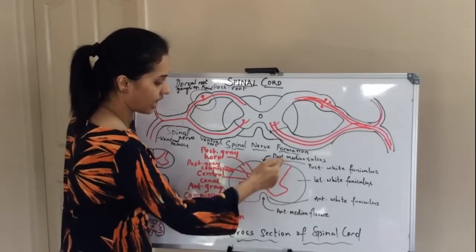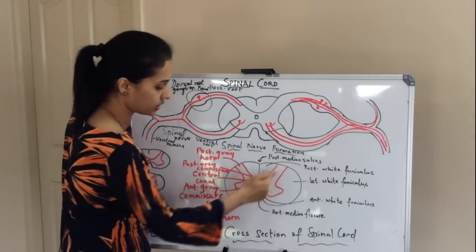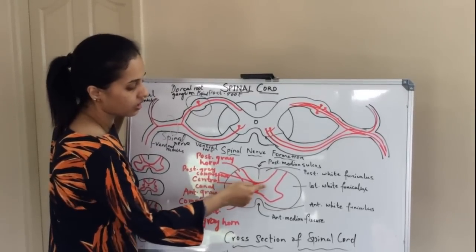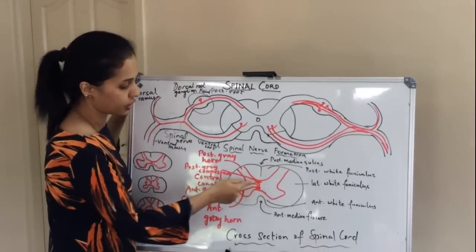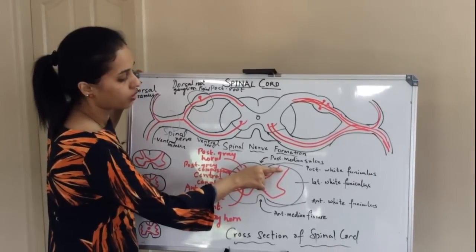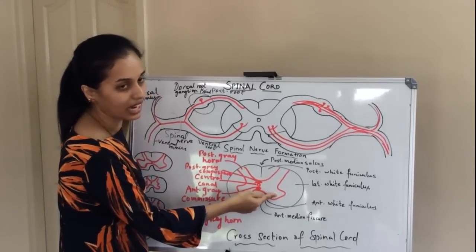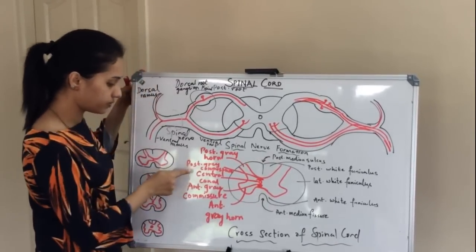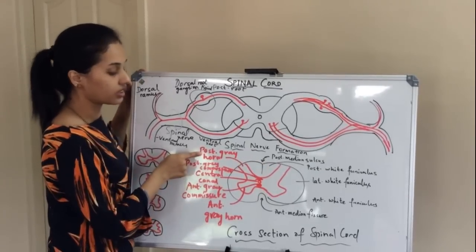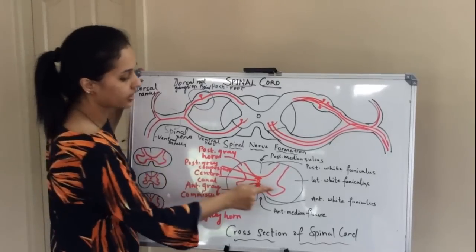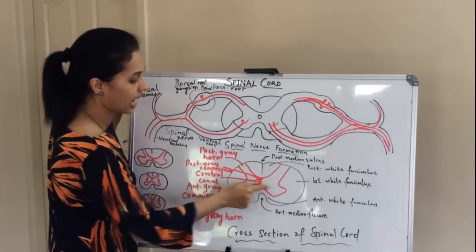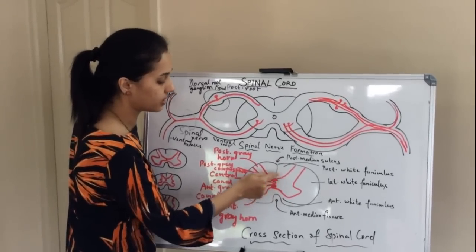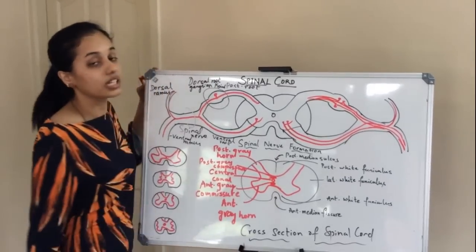This grey matter has horn-shaped columns of grey matter which are connected by a thin commissure called the grey commissure. This is the one connecting the horn on the posterior aspect and the other horn on the anterior aspect. This is called the posterior grey horn, or column, and this one which is lying anteriorly is called the anterior grey horn. These two horns or columns are connected at the center by a commissure called the grey commissure.